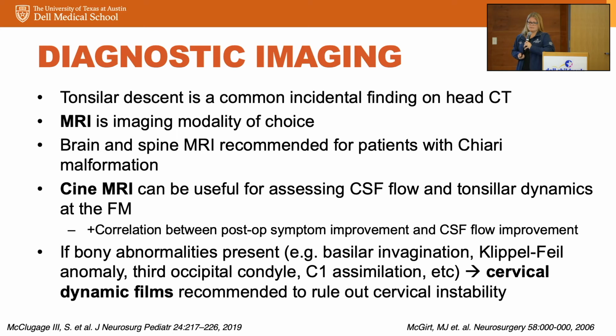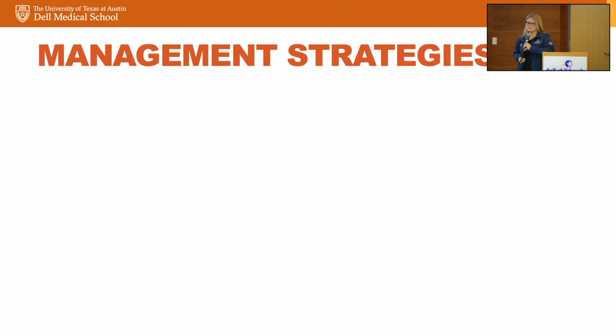Now, if we have patients with known bony abnormalities, such as basilar invagination, clivus abnormalities, cervical fusions, atlanto-occipital assimilation, it's important to get cervical dynamic films, essentially cervical flexion extension films, to make sure that they don't have cervical instability, because these patients may actually need to be managed in a different way with regards to their posterior fossa decompression and potential stabilization.